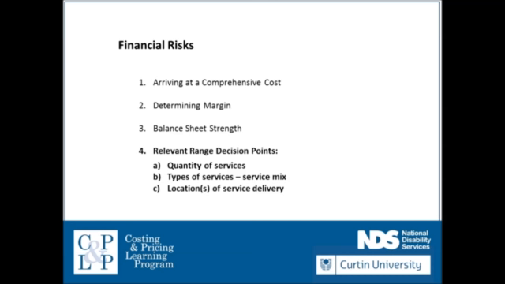So in terms of financial risk to the organisation, it is important, of course, to arrive at a comprehensive cost for each service that you undertake. And a comprehensive cost includes all of the costs associated with providing a particular service, including costs like depreciation, annual leave entitlements, and other what we call accounting estimates, some of which have not traditionally been used in determining the cost of disability services in the Australian funding environment.